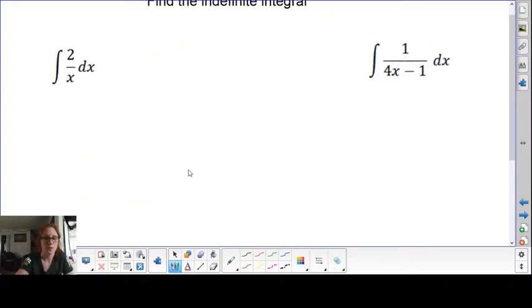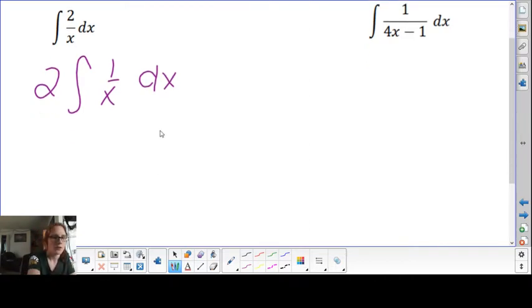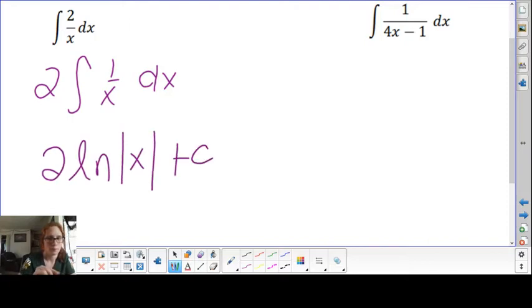So if we want to take a look at the very first one to the left, I'm going to go ahead and pull out that 2 to start with. And I have the integration of 1 over x dx. The integration of 1 over x is the natural log, so I have 2 times the natural log of |x| plus c.